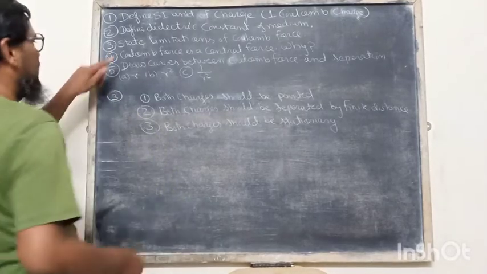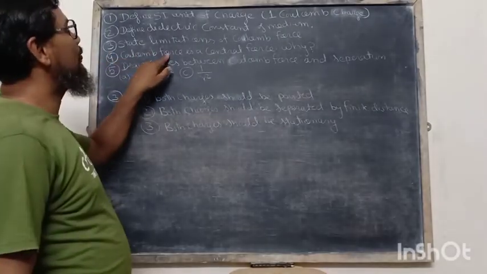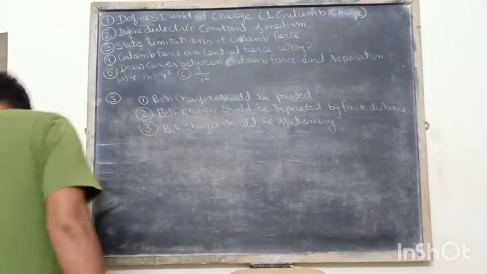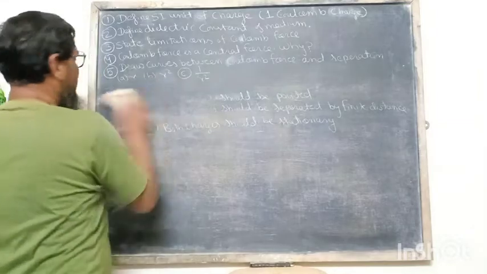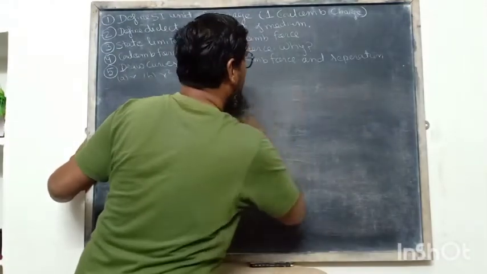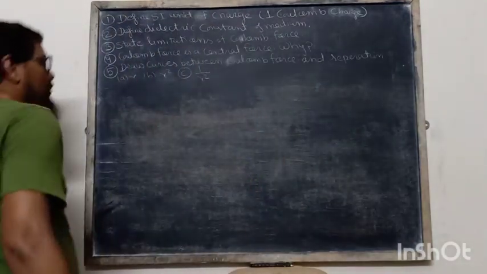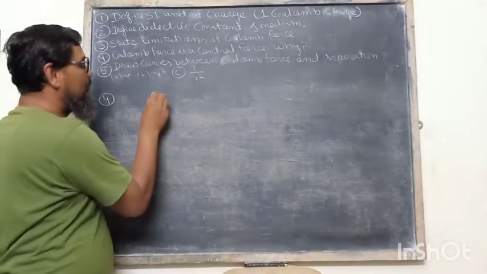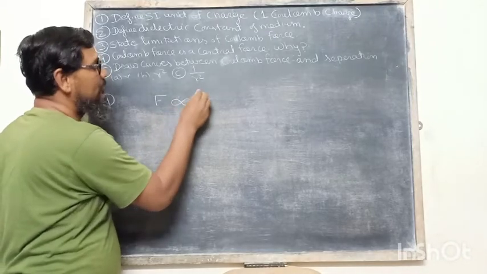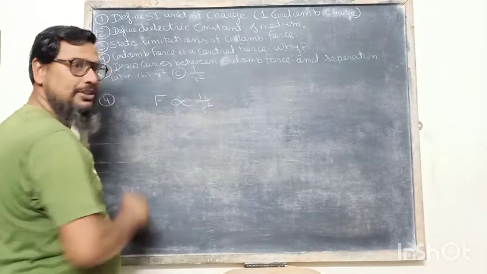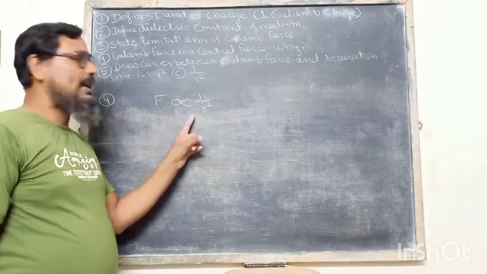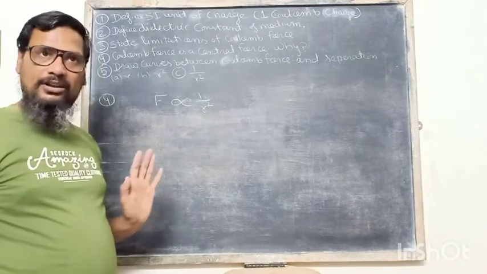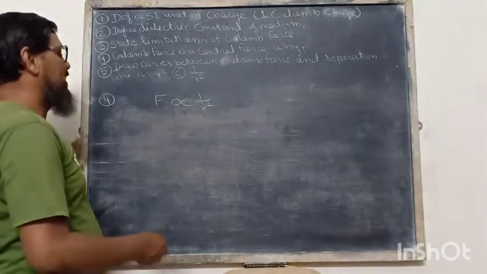Now we shall move to question number 4, that is: Coulomb force is a central force. Why? Central force is the force which is a function of position. Answer of question number 4: because Coulomb force F is inversely proportional to R square, the separation of charges. And this separation is the distance between the centers of the charged bodies.